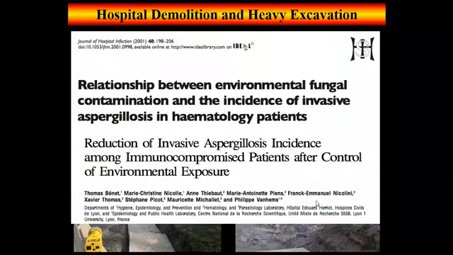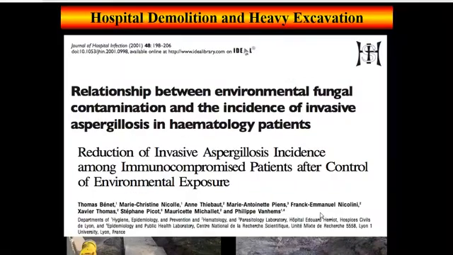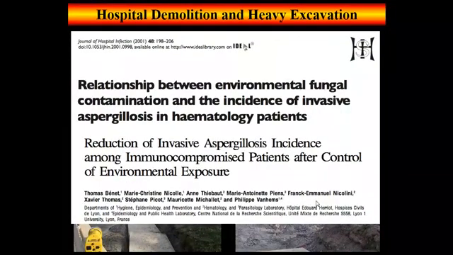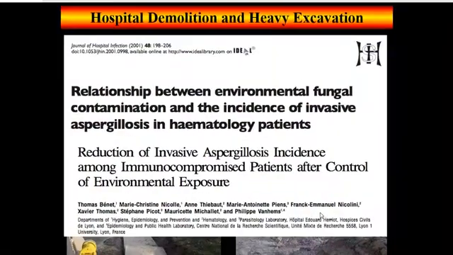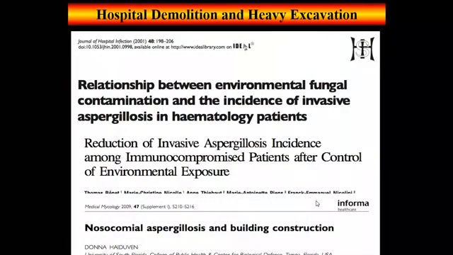Reduction of invasive aspergillosis incidence among immunocompromised patients after control of environmental exposure. So if you control your environmental exposure in a good way, this will help you reduce invasive aspergillosis among immunocompromised patients. Another real study is called Nosocomial aspergillosis and building construction. Oh my God! If we are building a new part in a hospital, doing heavy excavations or something like that, it will turn up sand and dust, which already carry a lot of fungal spores, and which cause nosocomial aspergillosis and invasive aspergillosis for some immunocompromised patients.